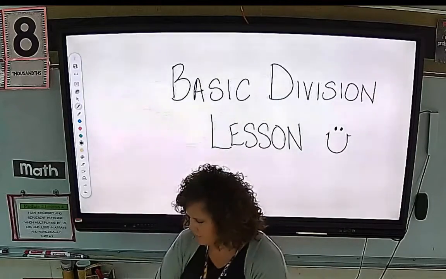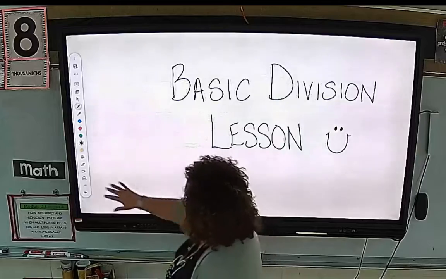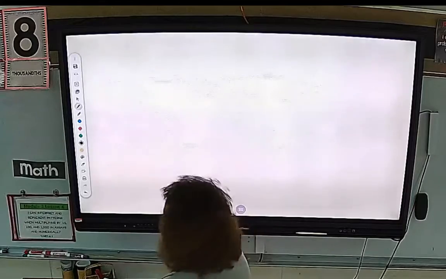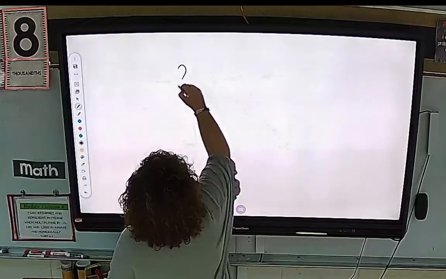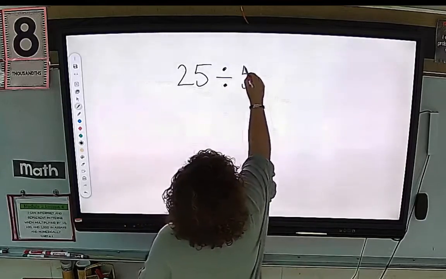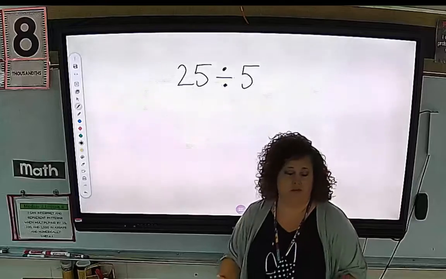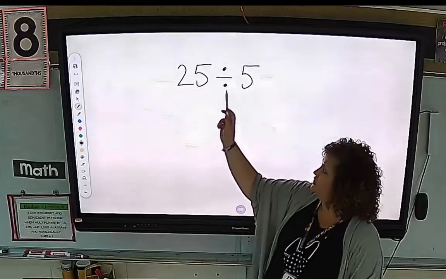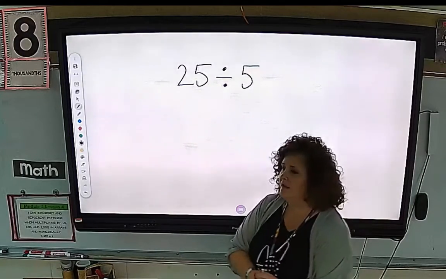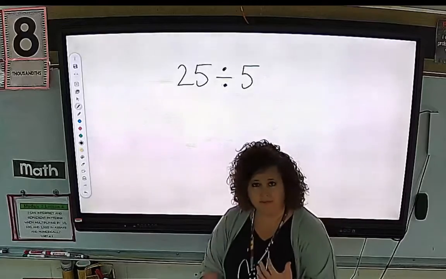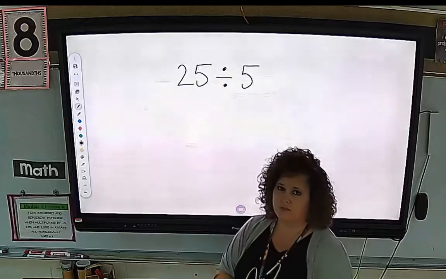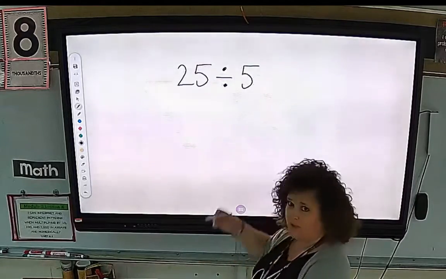Okay, so when we have a division problem, it typically looks something like this, at least right now. This is probably what they have looked like so far, with this division symbol in between the numbers that you're dividing. Later on, we're going to learn a different symbol that stands for division, and we'll start using that in another few weeks.